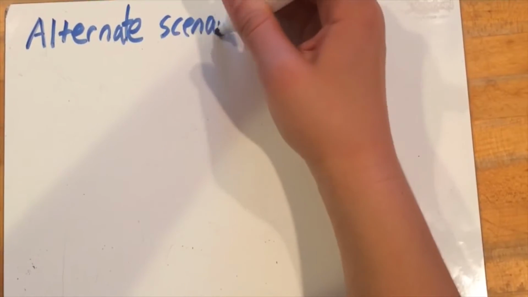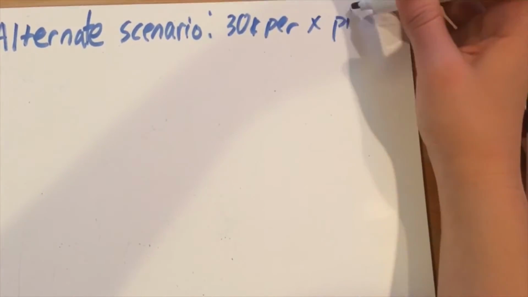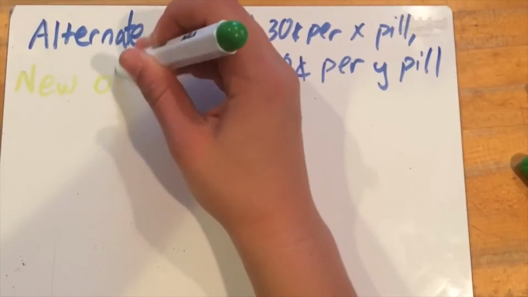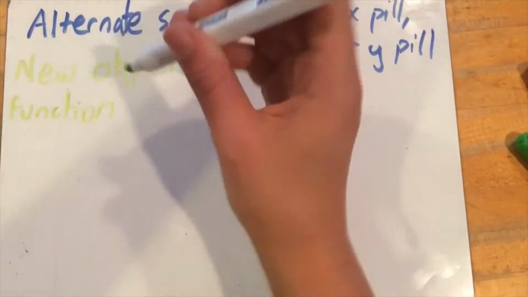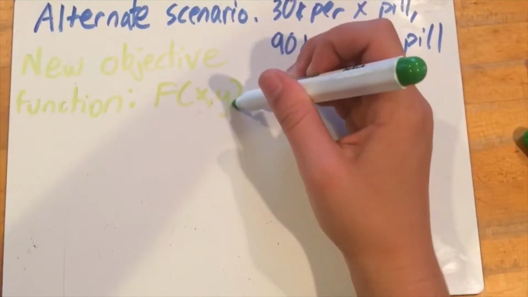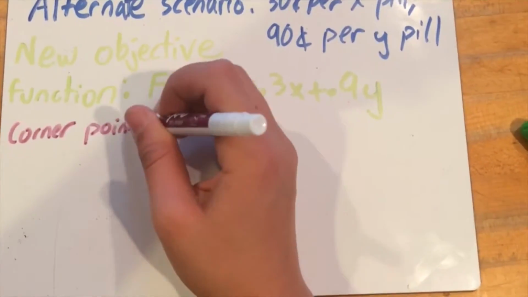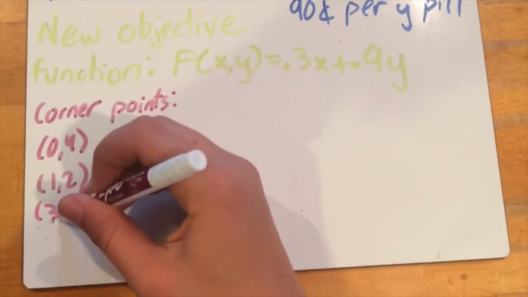An alternate scenario would be if brand X costs 30 cents per pill and brand Y costs 90 cents per pill. This would give us the new objective function of 0.3x plus 0.9y. By using the same method as in the original problem, substituting the corner points into the objective function, we would get the answer of 4, 0 for this scenario.